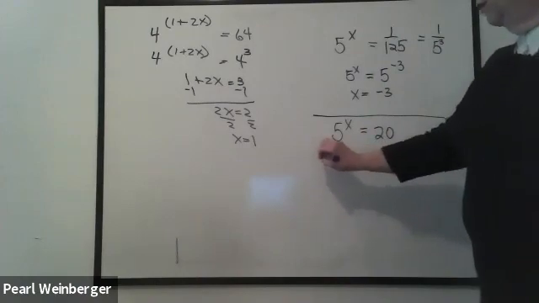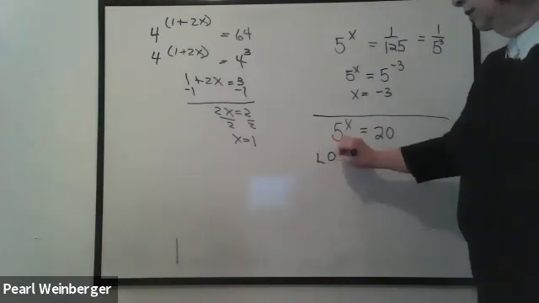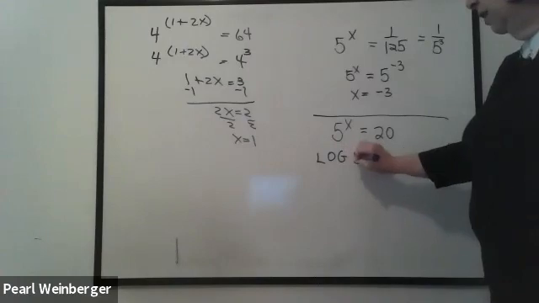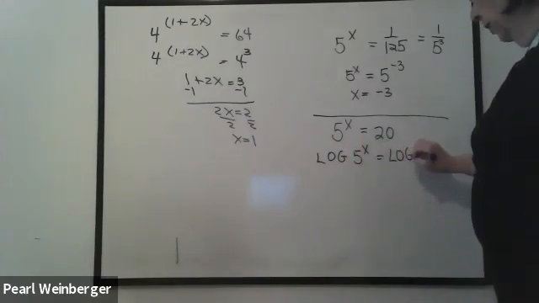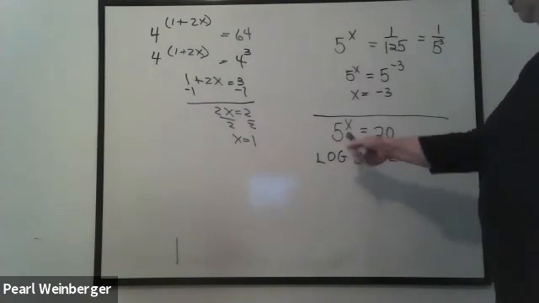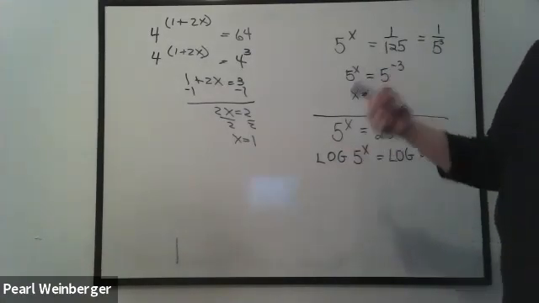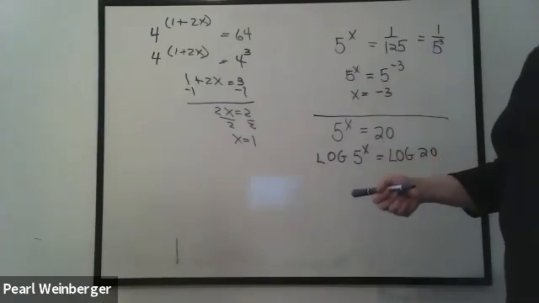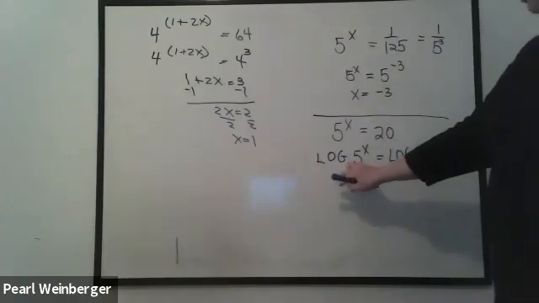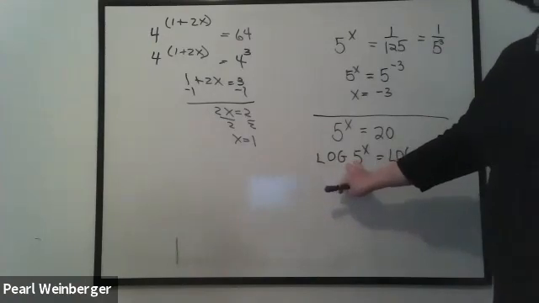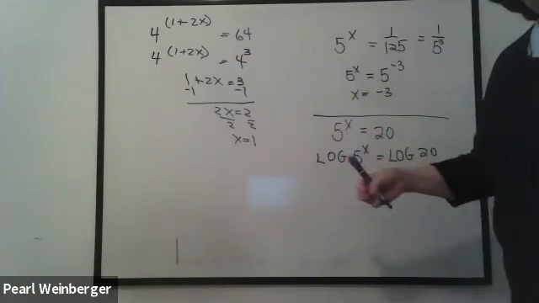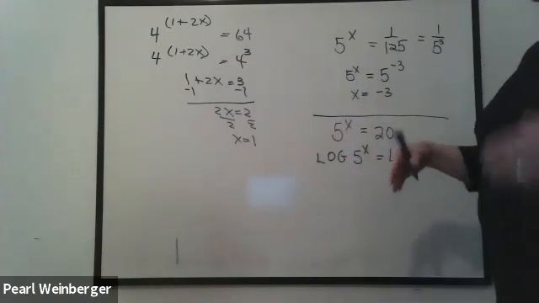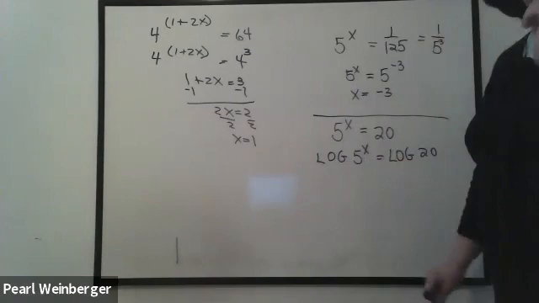Write the word log in front of both of these expressions. Log 5 to the x has to equal log 20. Well, that makes sense because if the two numbers are equal, obviously when you take the logs of them, they're going to be equal. Notice that the log I took, I didn't put a base here, meant that I was using log base 10. I'm using common logs. And the reason I'm using common logs is because my calculator has common logs in it.